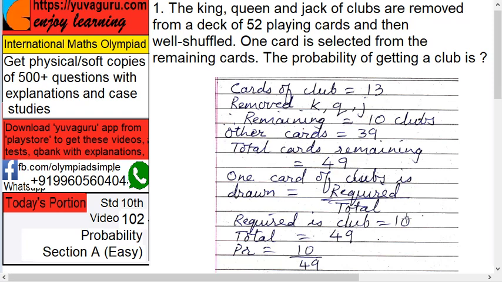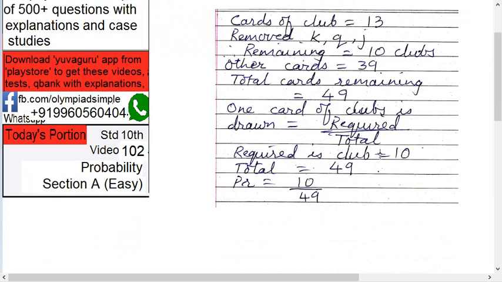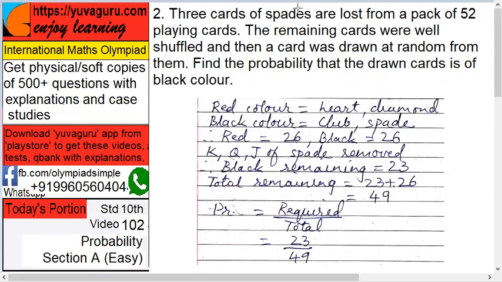So what is required? We want a club, right? So only 10 are required of club. And what is the total? 49. So probability is 10 upon 49. Can it be divided further? No. So that is the required probability, 10 by 49.